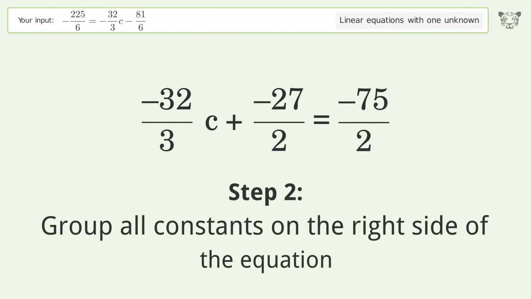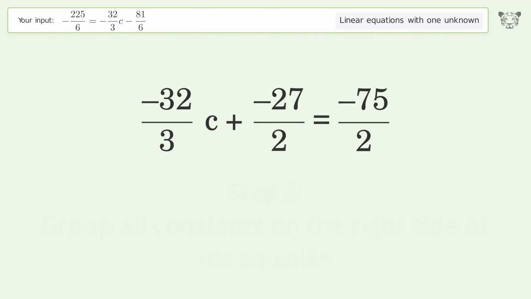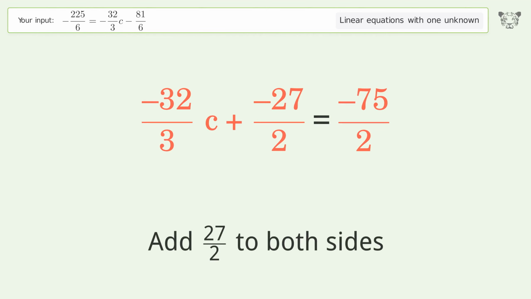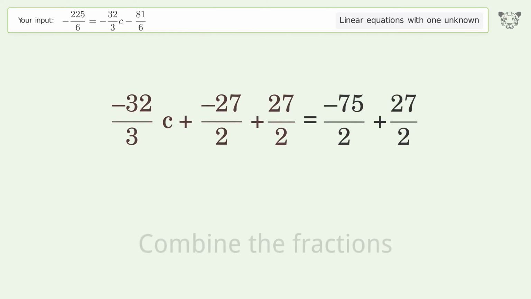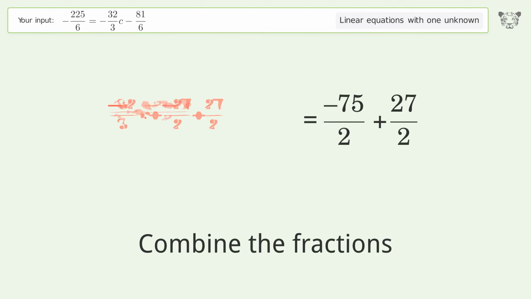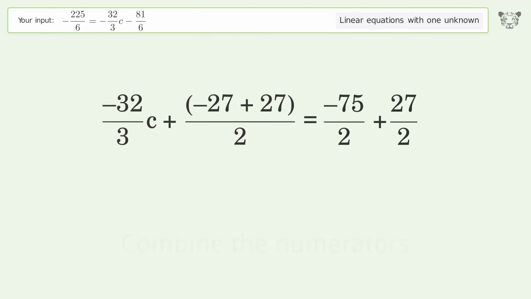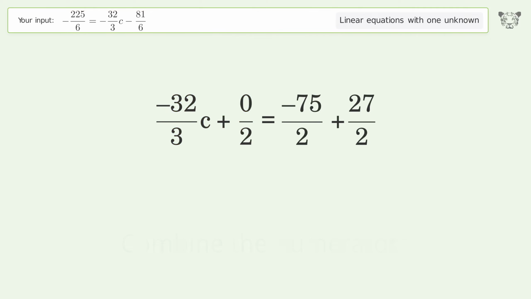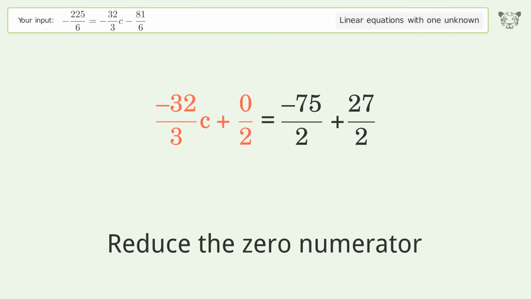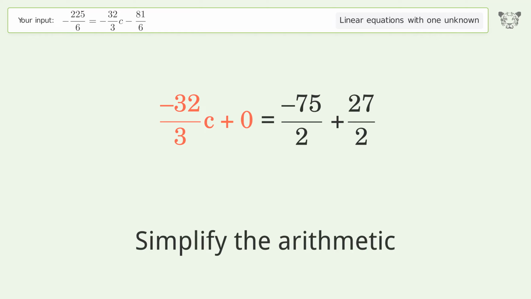Group all constants on the right side of the equation. Add 27/2 to both sides. Combine the fractions. Combine the numerators. Reduce the zero numerator. Simplify the arithmetic.